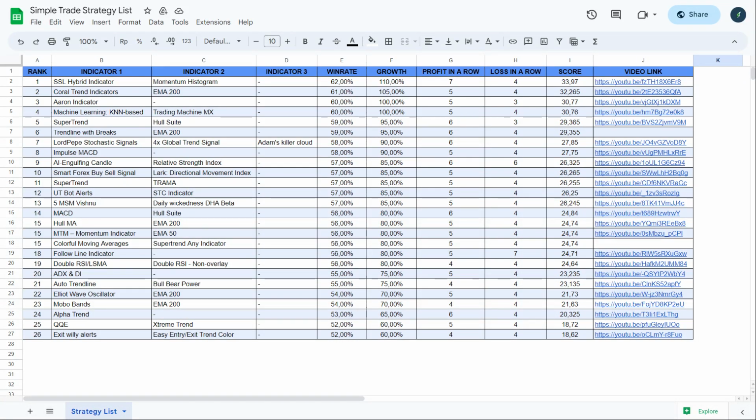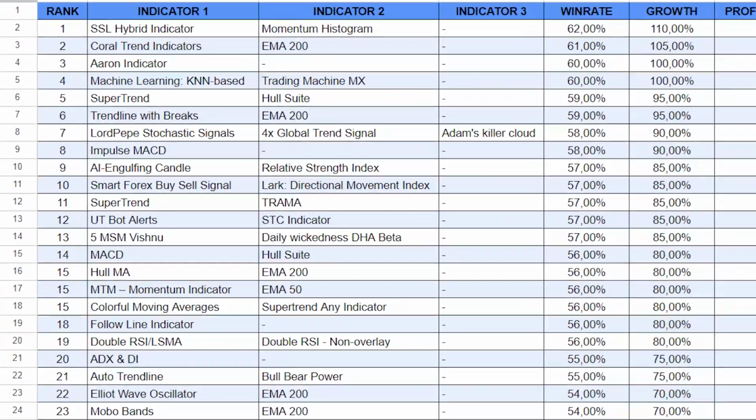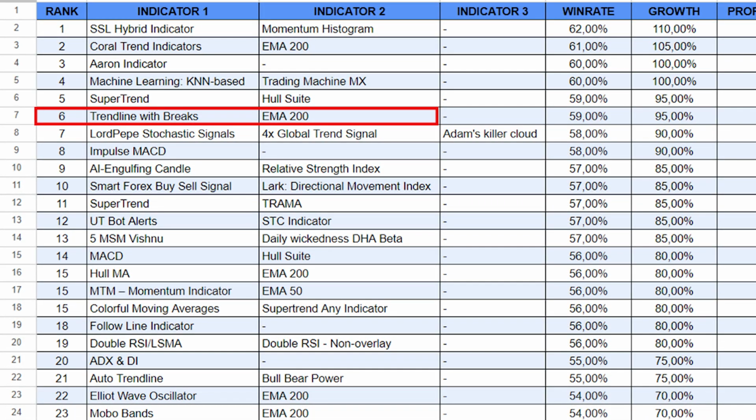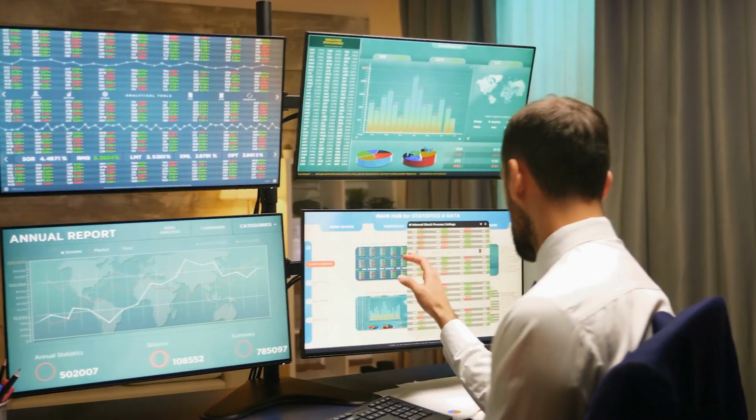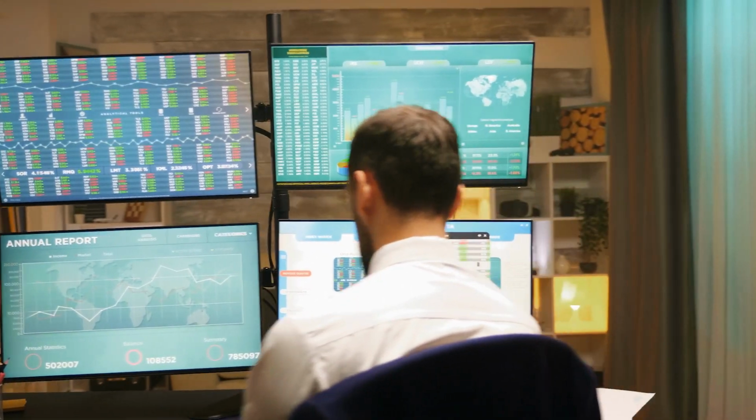Conclusion. This is the conclusion and why I love this price action indicator. This indicator is ranked 6th on our strategy list. This makes this indicator worth using. So that's all about my favorite price action indicator on TradingView.